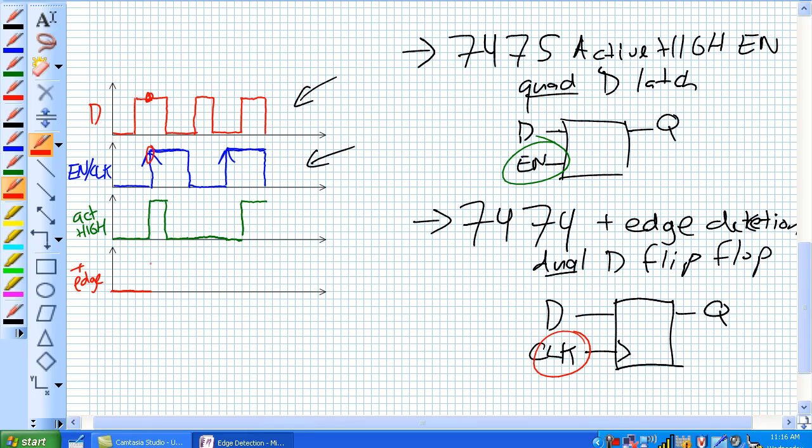It samples it there, and that's a 1. And it's going to stay set until the next positive edge occurs, which is right here, and it's going to sample D, and that's low. And it goes back down. Okay, see how they behave? Totally different. Positive edge detection versus active high enables. So that's a pretty cool example how edge detection can change from one device to the next.